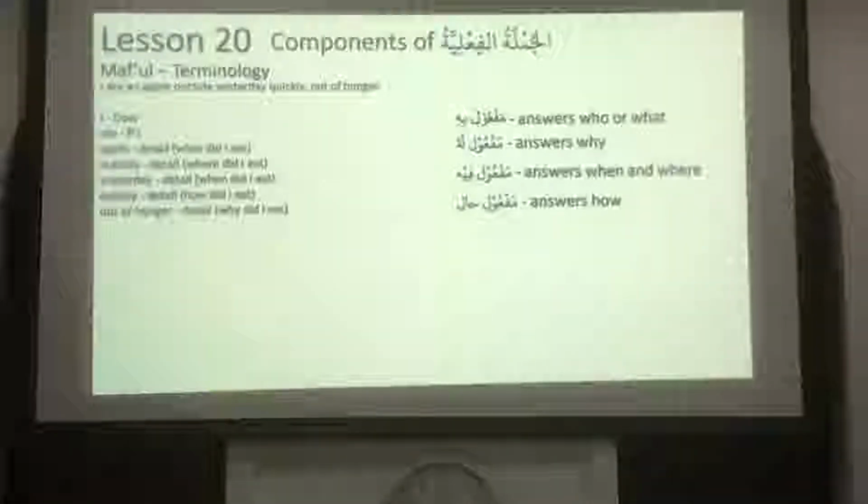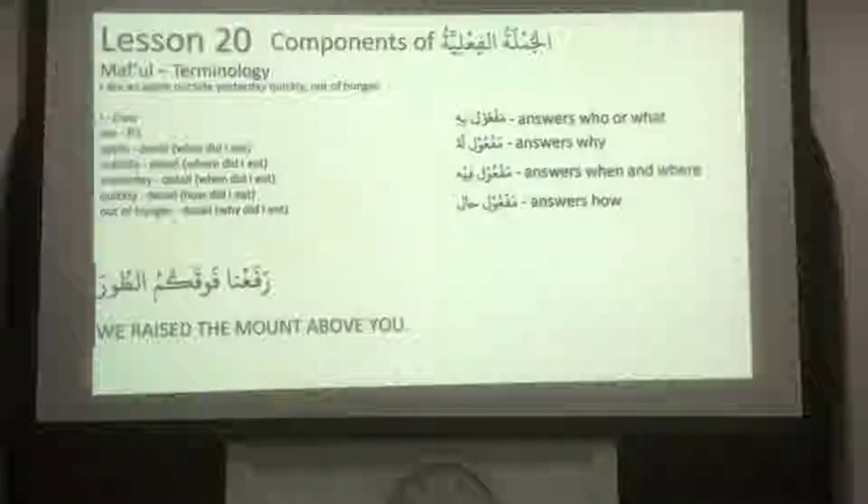There's another kind also. I didn't put it because it's not in this level. It's called maf'ul mutawallik. Mutawallik means in English related to, associated to. But that's fine, don't worry about it right now. Inshallah we'll do it later. So maf'ul bihi, maf'ul lahu, maf'ul fihi, maf'ul hal. Okay, brother Tariq, all good?